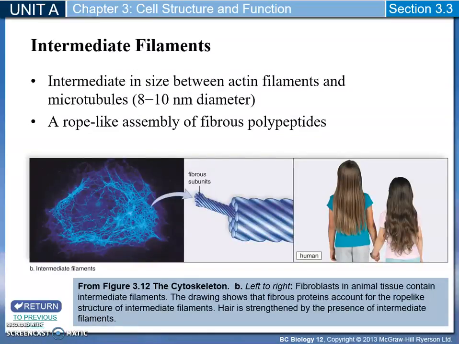The intermediate filaments then are intermediate in size between the actin filaments and the microtubules, about 8 to 10 nanometers in diameter. And this is a rope-like assembly of fibrous polypeptides. And again, polypeptides are chains of amino acids. And you can see in the diagram here that fibroblasts in animal tissue contain intermediate filaments, and the drawing shows the fibrous proteins that account for the rope-like structure of these intermediate filaments. Hair is actually strengthened by the presence of intermediate filaments.